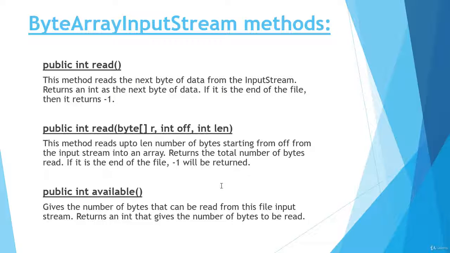Next, we have the available method. Its return type is int. It gives the number of bytes that can be read from the input stream, returning an int that gives the number of bytes to be read. So this method basically gives us the number of bytes that we can read from the input stream. So it is also a useful method in the byte array input stream.